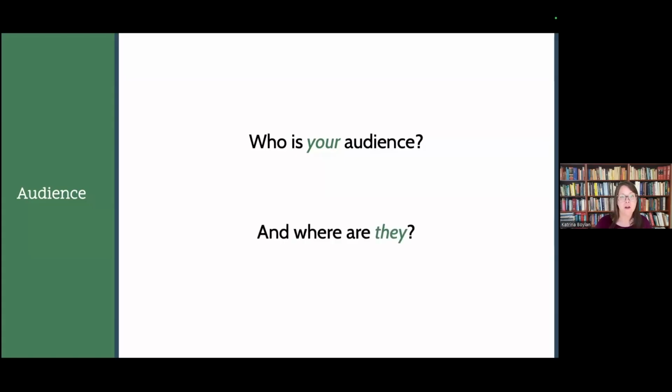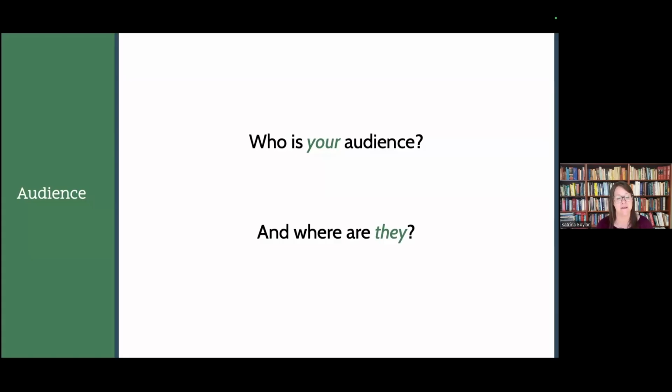The other angle of audience that we are really considering right now is where they are. You know, there's no point in investing time and resources into a platform or a message that isn't the right one. If the audience isn't there or they're not looking for that information there, it doesn't matter how good the message is.